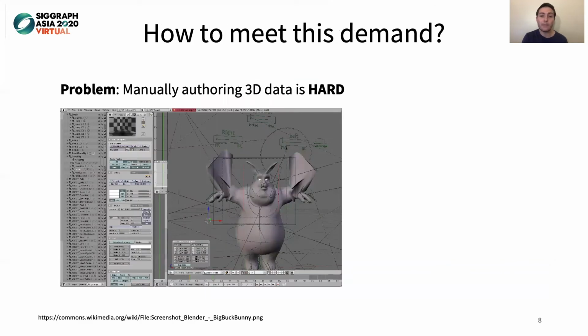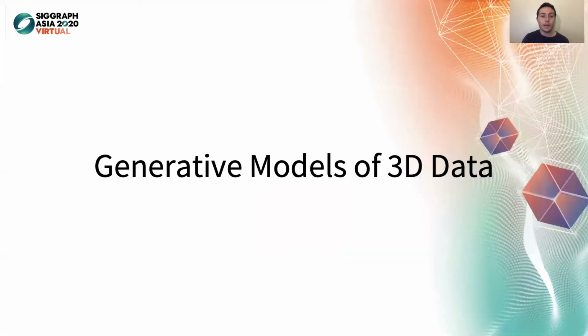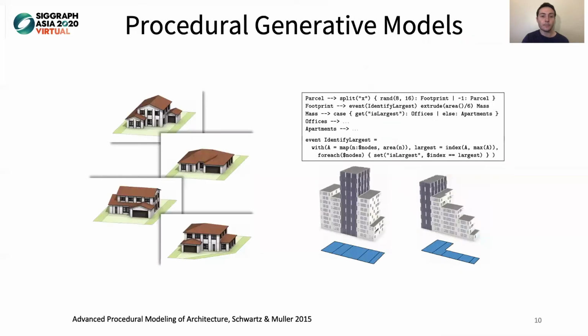The problem is that making 3D content by hand is difficult. Manually authoring a good 3D model is time-intensive and requires expensive expertise. As a result, this approach cannot scale to meet the increasing demand. One possible way forward here is to look towards generative models of 3D data. For this talk, we will think about these methods as procedures that are capable of automatically creating novel 3D objects.